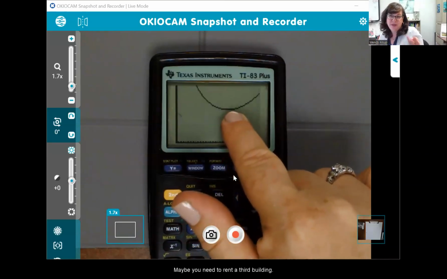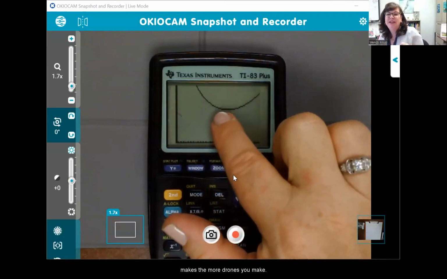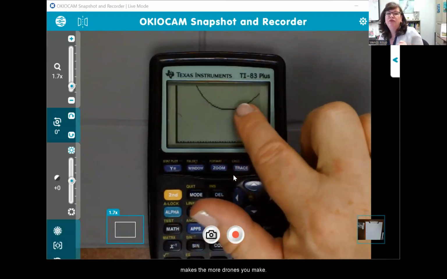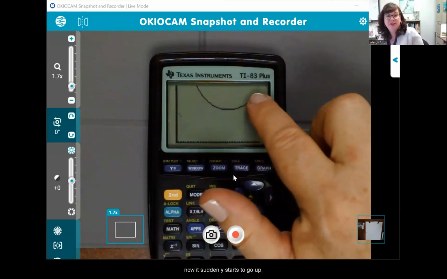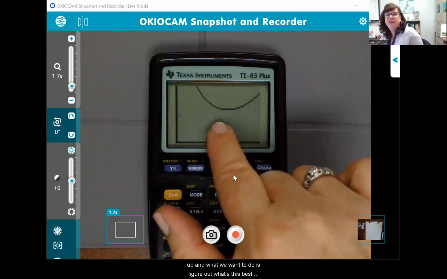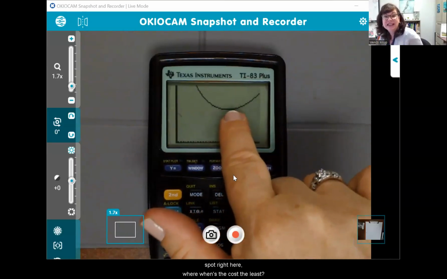Maybe you need to rent a third building. You know, something about this spot makes the more drones you make, instead of the cost going down per drone, now it suddenly starts to go up. And what we want to do is figure out what's this best spot right here. When's the cost the least?